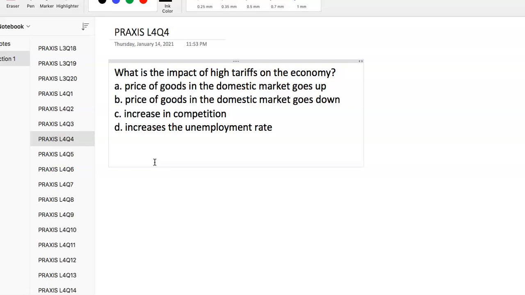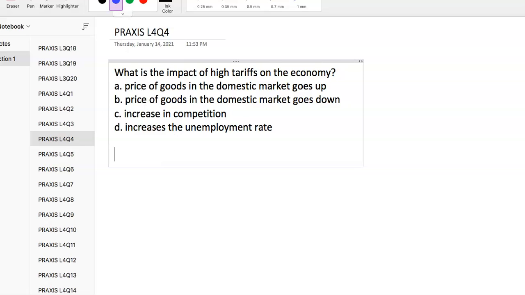Okay, we got a couple of economic questions here. What is the impact of high tariffs on the economy? So tariffs are taxes imposed on imported goods. They will increase the price of the good in the domestic market. Domestic producers benefit because they receive higher prices. The government benefits by collecting tax revenues. Domestic industries benefit from a reduction in competition because import prices are artificially inflated. In theory, unemployment rates go down because of less competition from foreign trade.